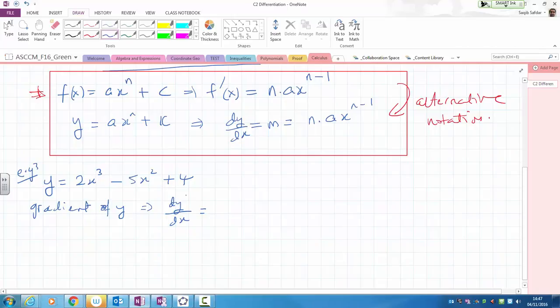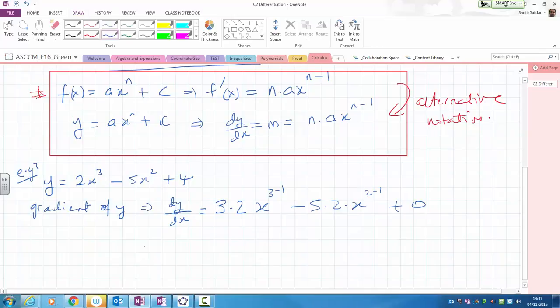and you bring the power down, so you've got 3 times 2 times x, you take 1 away from the power, minus 5 times 2 times x, you take 1 away from the power, and any constants just become 0. That's it. That's all you need to know.